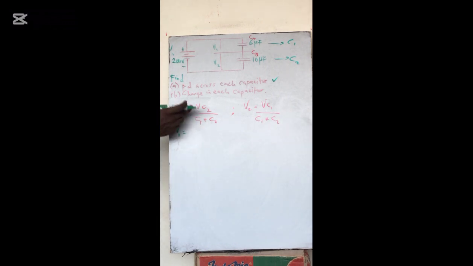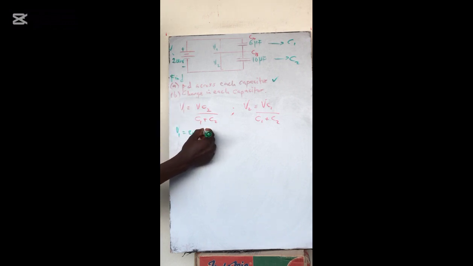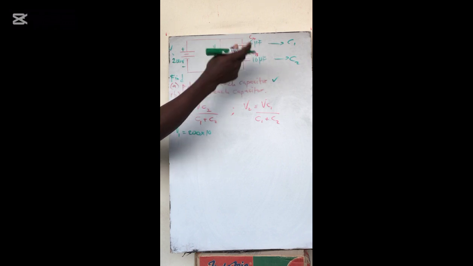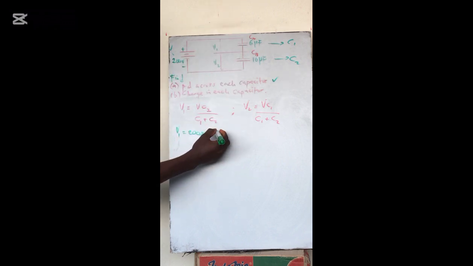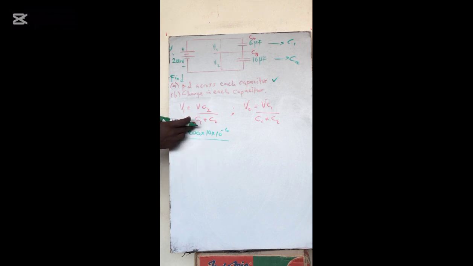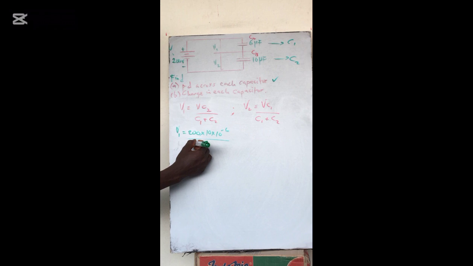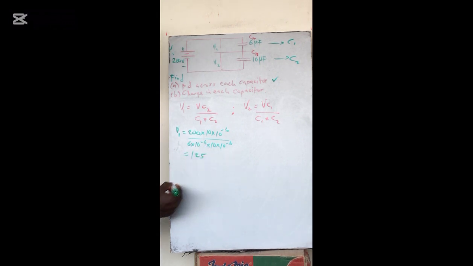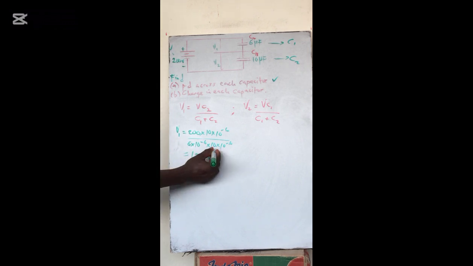So for V1, what's your V? 200 multiplied by C2, which is 10. So this is 10 times 10 raised to power minus 6. Remember, it's in micro. Over, then this C1 is what? 6 and 10. So you can just see 6 times 10 raised to power minus 6 plus 10 times 10 raised to power minus 6. If you do that on your calculator, I'm going to be having 125 volts.